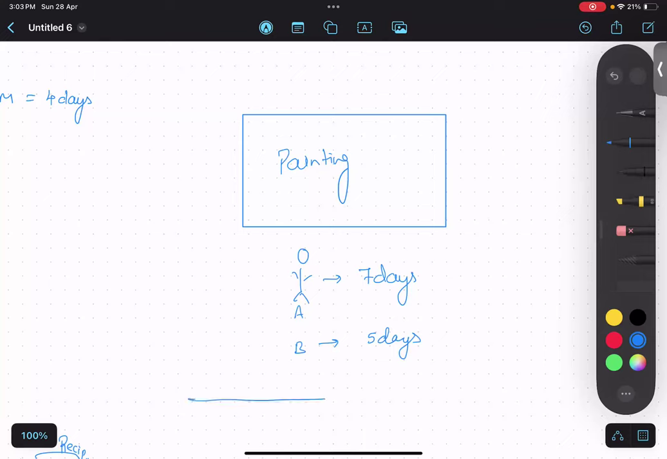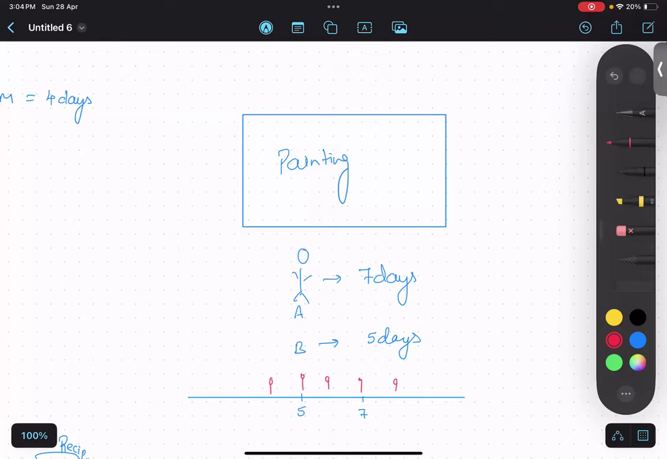So if I see that it's a kind of a quantum, the person can do it in 5 days, you can do it in 7 days. Should you finish in less than 5, between 5 and 7, 7, or more than 7? Yeah, between 5 and 7. But why 5 and 7? In that case, you mean to say B is not doing any work?